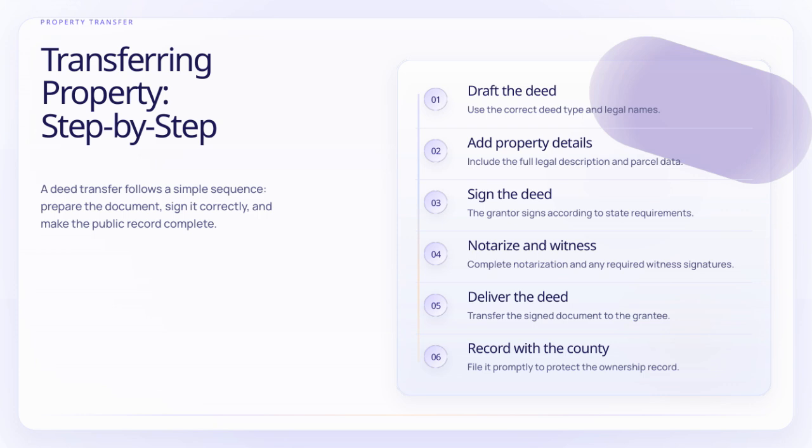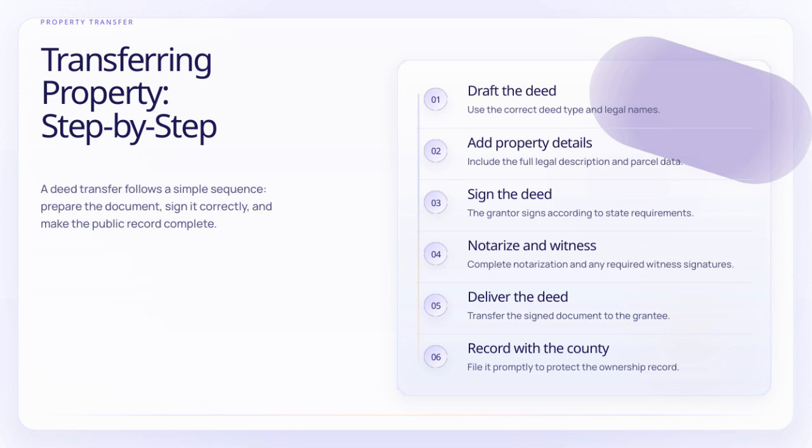The third step is signing the deed. The grantor must sign according to the specific requirements set by the state to ensure validity. After signing, move on to notarization and witnessing. This means completing notarization and obtaining any required witness signatures, which add an extra layer of authenticity. Then, deliver the deed by transferring the signed document to the grantee, ensuring they receive the official proof of transfer.